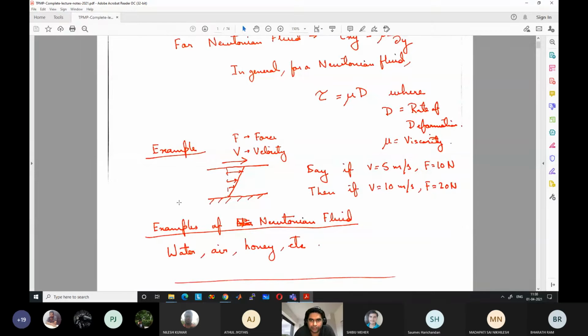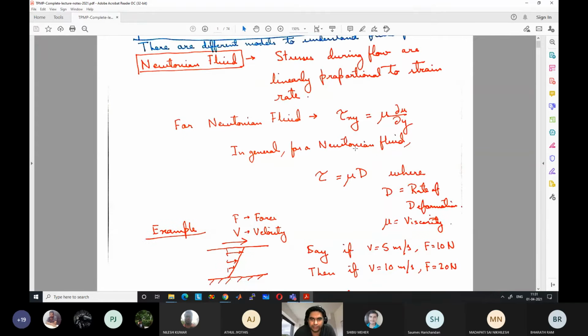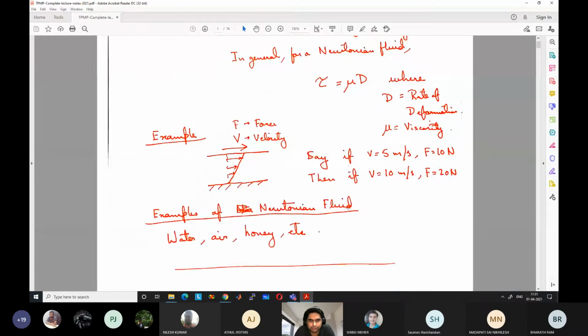For a non-Newtonian fluid, we cannot write the stress as proportional to the rate of deformation. We will see that there are various types of behavior depending on the type of fluid. We cannot categorize them as a single type of fluid. So non-Newtonian fluid is a vast area, and Newtonian fluid is just a small subset of that. But it is very important for engineering applications, because many engineering fluids like water or air behave in a Newtonian way, and it is much easier to solve the governing equations for Newtonian fluid as compared to non-Newtonian fluid.